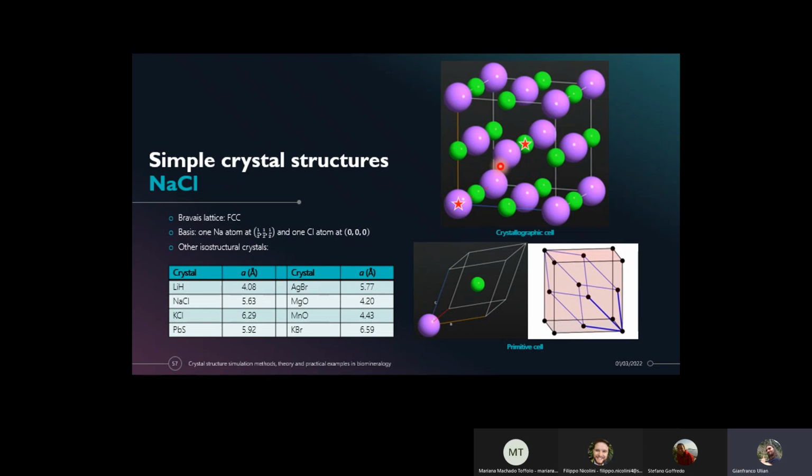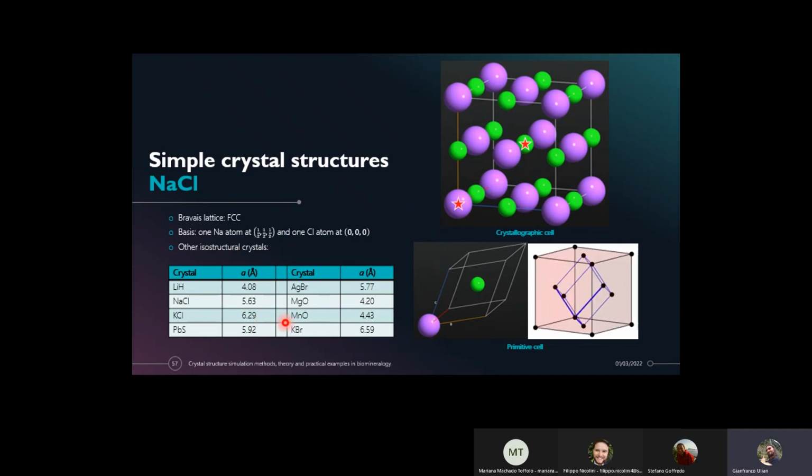This is an example of crystal structures for halite. Halite, sodium chloride, has a Bravais lattice that is face-centered cubic. The basis is represented by one sodium atom and one chlorine atom. The chlorine atom is at 0, 0, 0, the origin of the cell. The sodium atom is at 1/2, 1/2, 1/2 of the unit cell.